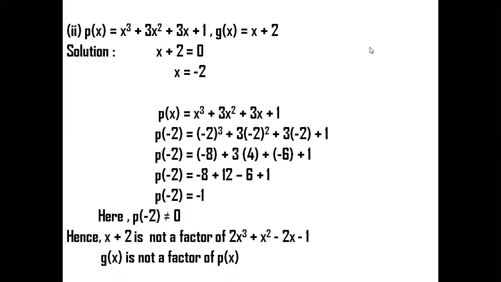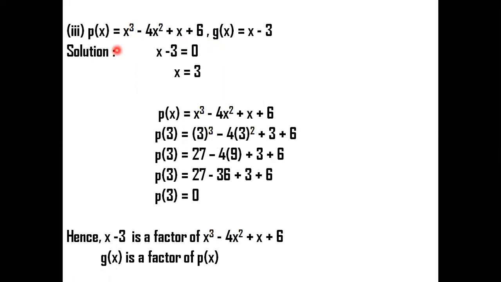In the next step, as I did in the previous sums, I'll replace the value of x by minus 2. So simply wherever you find x, replace that with minus 2. And when I solve it further, as you can see over here, the answer is minus 1. So here, P of minus 2 is not equal to 0. Since it is not equal to 0, x plus 2 is not a factor. That means G of x, which is x plus 2, is not a factor of P of x. I believe this is clear to you all.